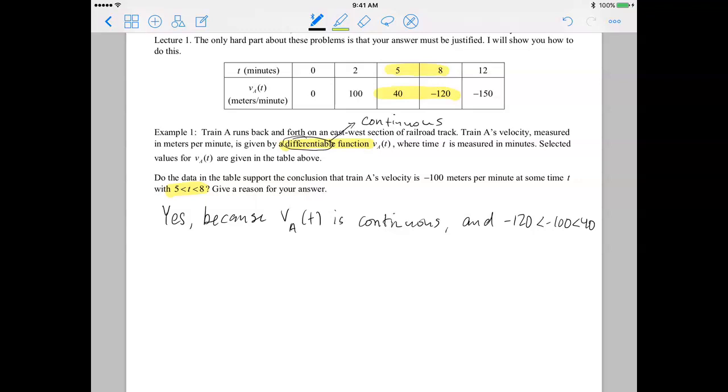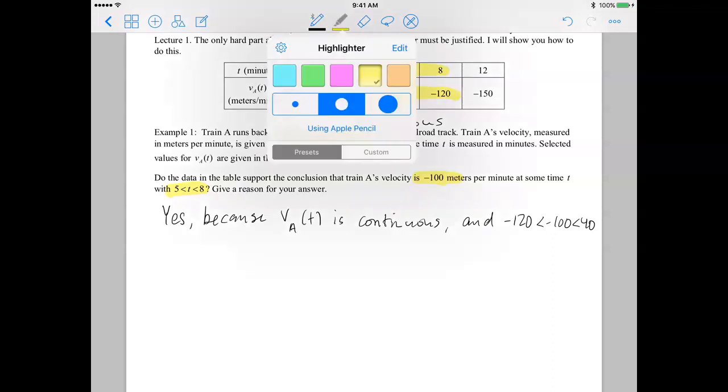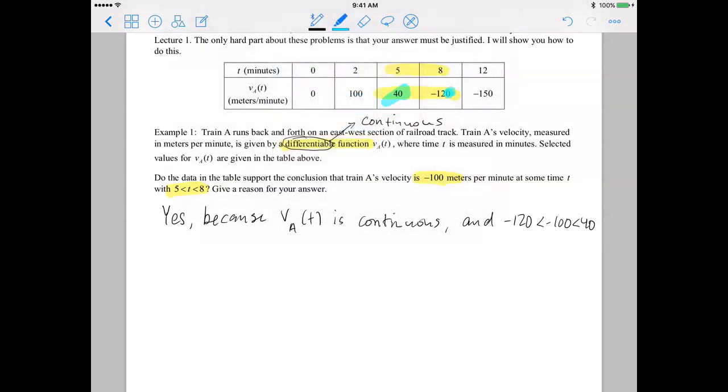So that's me basically saying that the value that you want the velocity to be equal to, negative 100, is in between the 2 given velocity values at the endpoints of that interval. Then what we say is by the IVT, and it's okay for us to abbreviate the IVT, there exists a time t.